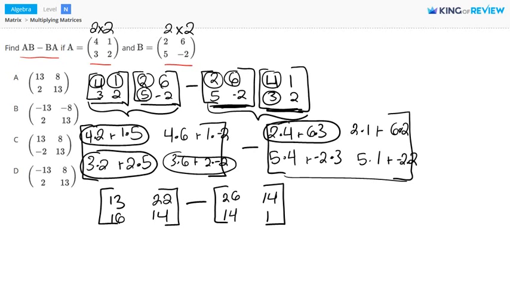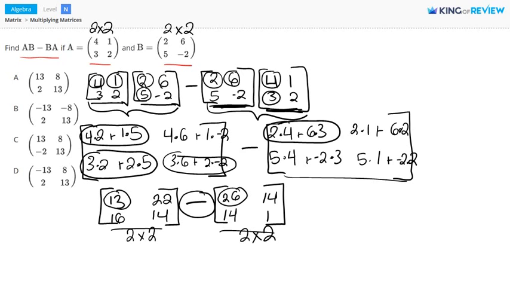So now we've simplified these two matrices, and now we're going to subtract them. This is a 2 by 2 matrix, and this one is a 2 by 2 matrix. Now, because they have the same dimensions, we can go ahead and subtract them. To subtract them, we're going to subtract the entries that are in the same position. So this upper left-hand entry and the upper left-hand entry in the second matrix.